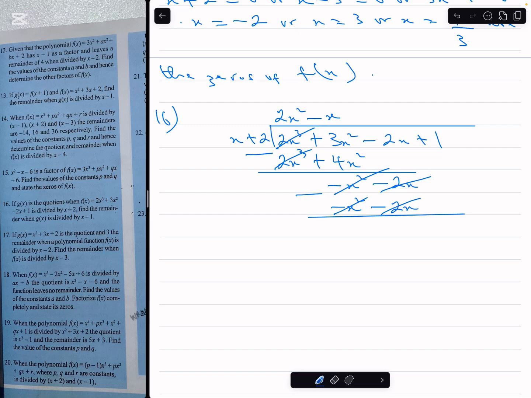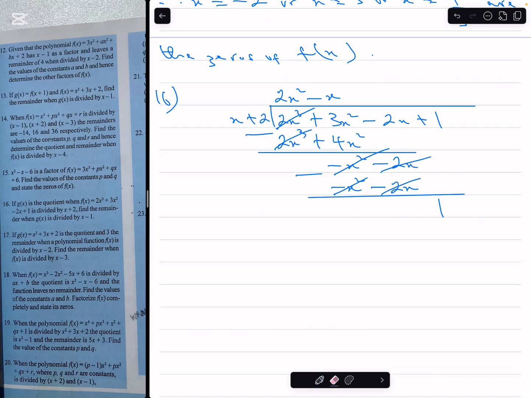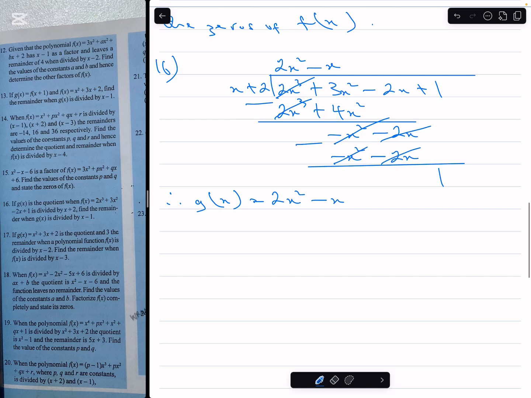Okay, that's 0. So we bring down the next term, which is plus 1. Now that 1 is going to be the remainder. So that means g of x is equal to 2x squared minus x, and that means the quotient is 2x squared minus x and the remainder is 1. They already said that the quotient is g of x, so g of x is 2x squared minus x. Now if g of x equals x squared, I'm doing number 16.